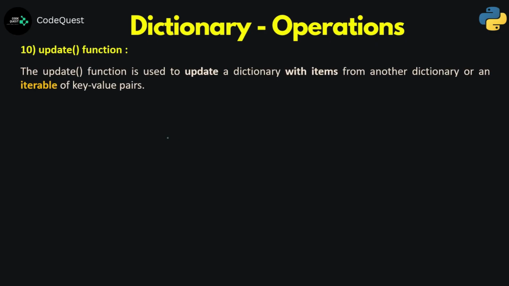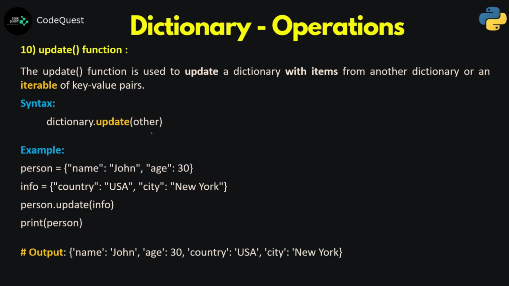Update function we can use in order to update a dictionary with certain items from another dictionary or an iterable, maybe a list or a tuple, but in the form of key value pairs. So how can we do that? We take some existing dictionary, call this update function, and here you can write some other, which can be either a dictionary or any iterable, maybe a list, a tuple or set. But we have to ensure that this iterable should have key value pairs.